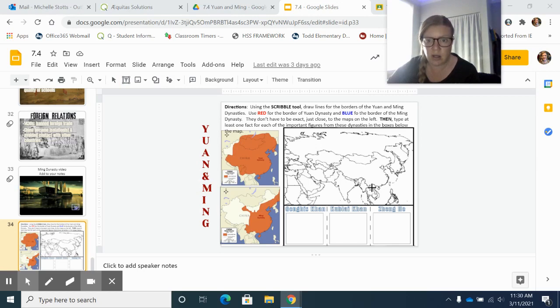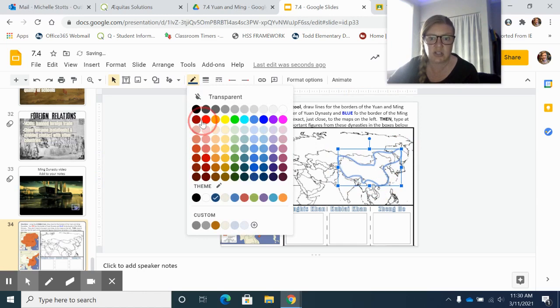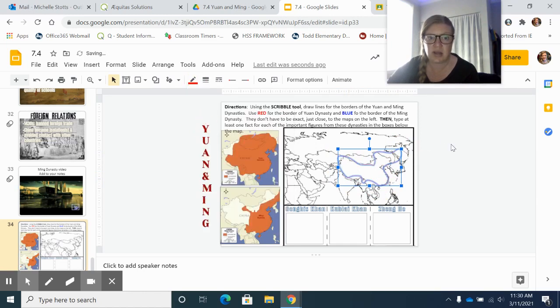So I'm going to draw the Yuan dynasty, like all in here. It's quite large. And it doesn't have to be perfect, okay? But I'm going to change that to red. So the Yuan dynasty, I just changed that to red. And then I'm going to do the same thing for the Ming dynasty. And the Ming dynasty, remember, was like half of that, right? It was kind of like right in here. And I'm going to leave that one blue. So I have a red line for the Yuan dynasty, a blue line for the Ming dynasty.